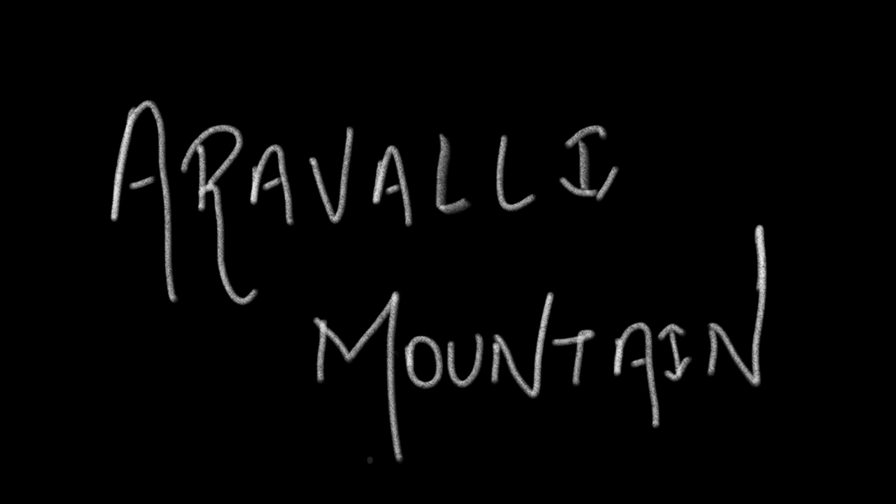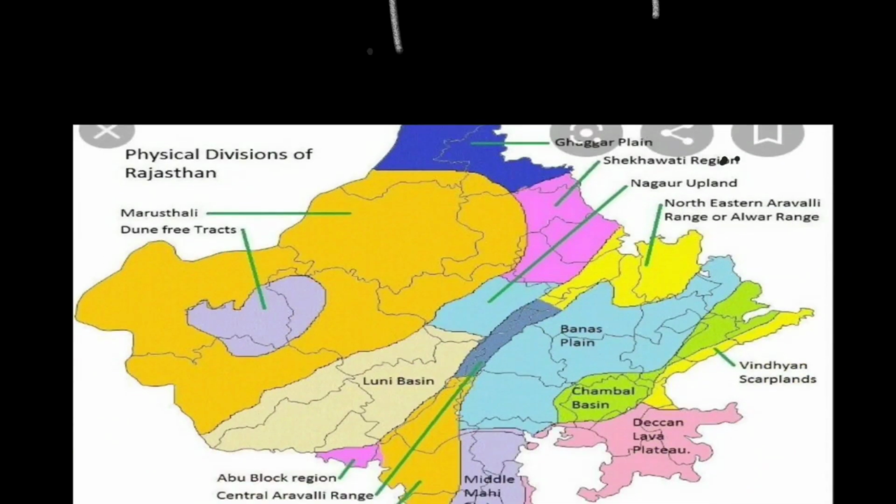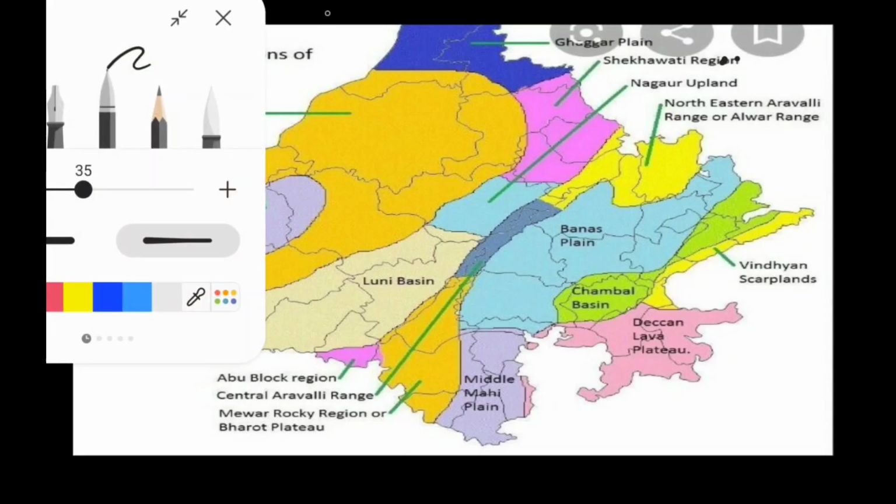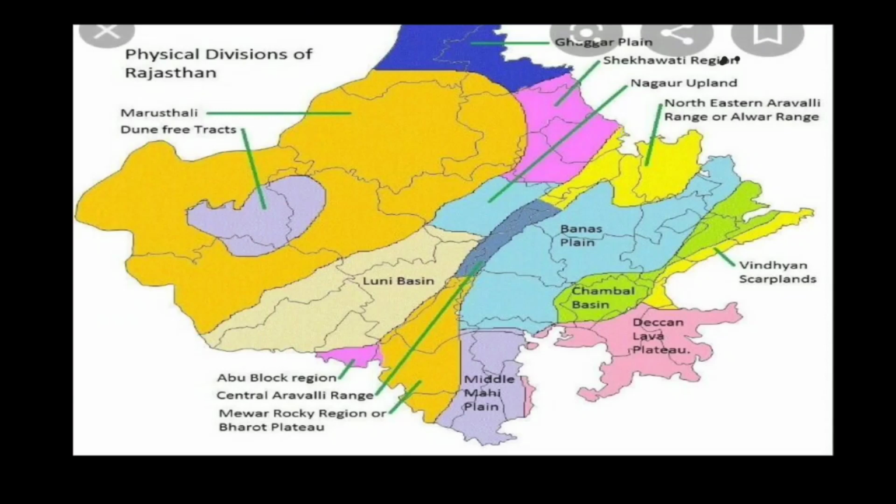We are back with the second series and the second physiographic division of Rajasthan, that is Aravalli Mountain. So let's see. Before reaching the facts, we need to see the distribution of Aravalli with the help of a map. So let's see. This is the place from where the Aravalli begins.